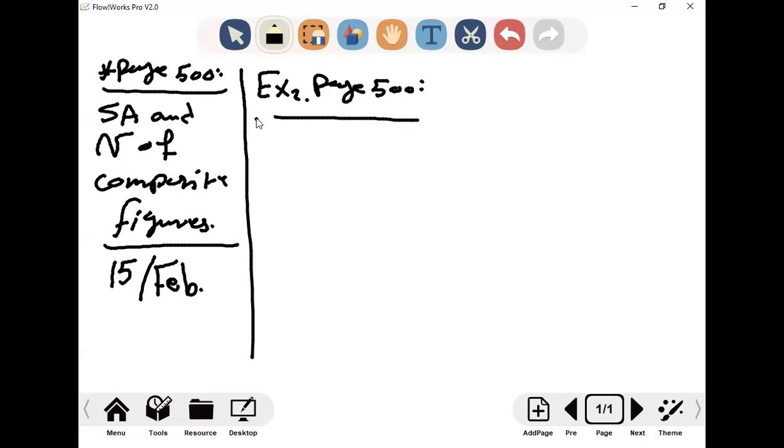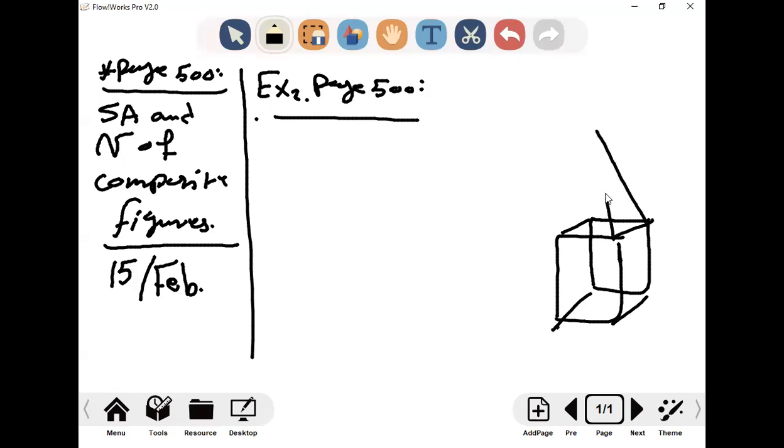Now in example 2, what do we have? We have, down, a square prism and, up, a square pyramid. Between them, down we have the square prism, and up we have the square pyramid. This is a square, the same as this square, right?